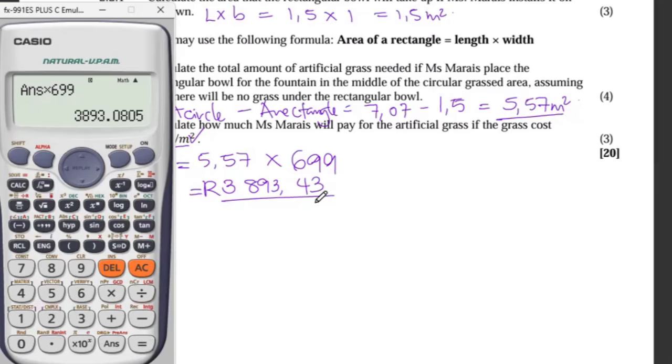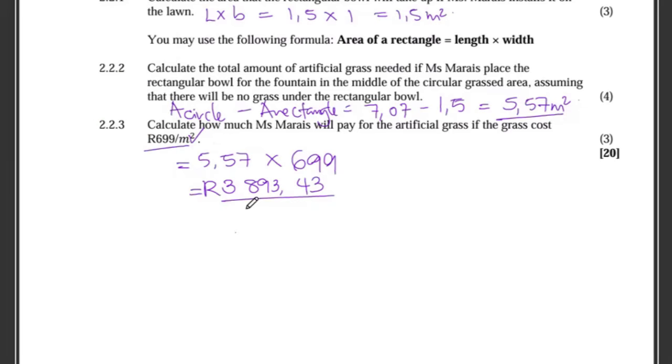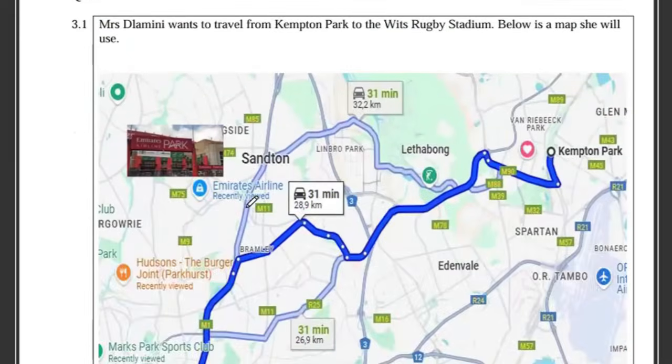3,900. Oh, it's because you never wanted off that much, but it's fine. You can get your other answers as we go on. That marks the end of question number 2. Let's look at question number 3.